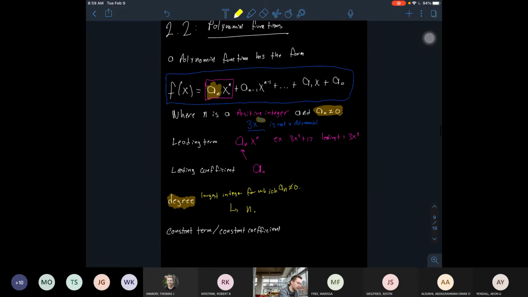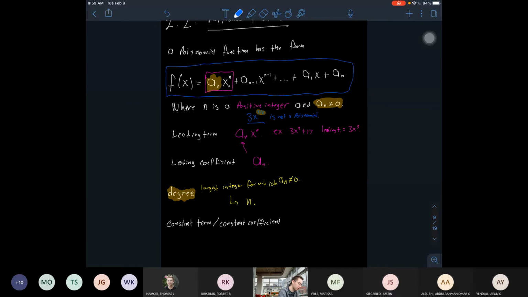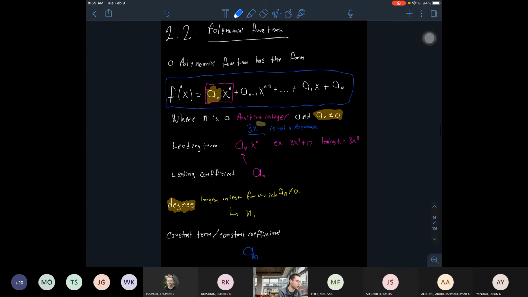And finally, the constant term and the constant coefficient, those are kind of interchangeable terms to mean the same thing. We're talking about a naught. If we're talking about the constant term or the constant coefficient, we're talking about a naught. Okay, so this is sort of the anatomy of a polynomial. In the blue box, we have the general form, and then here are some words we use to describe different parts of it.